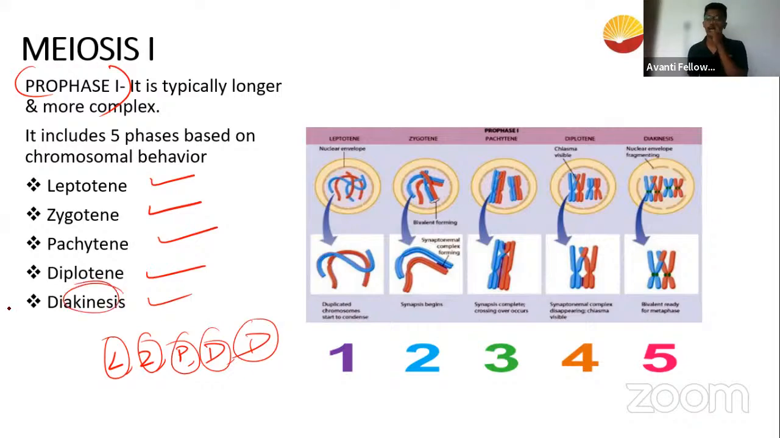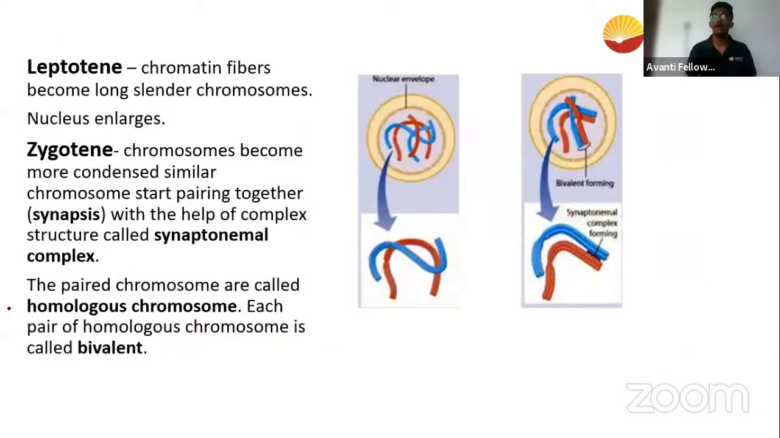Always remember leptotene is the first stage. So you have to remember the names in sequence: leptotene, zygotene, pachytene, diplotene, diakinesis. If you remember the names in order, then the series of events also becomes ordered. So let's see each of these. We'll try to remember things along with the names.